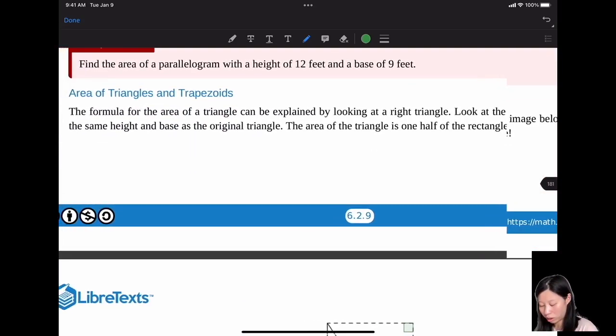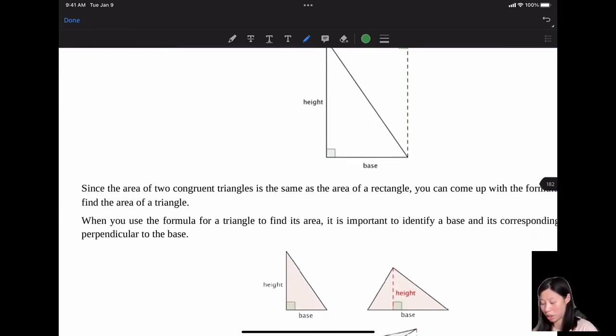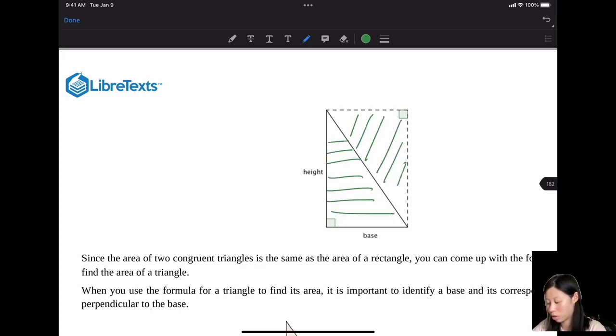Okay, so now examples of the area of triangles and trapezoids. For the area of a triangle, when you look at a triangle, if you make another identical one, another congruent one, these two triangles are what? They are congruent. So what does congruent mean? The corresponding sides are equal, the corresponding angles are equal, and also the area should be equal. That's what they call congruence, because everything is the same.